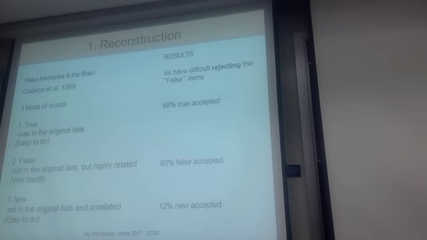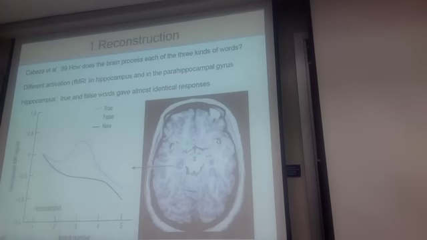These are just the stats on that. Then looking in the brain, how does the brain process this information? Looking at the hippocampus specifically, we see that the false words and the true words actually look very similar in how they're activating here. So the hippocampus doesn't seem to know the difference, whereas the new words it is responding to in a different way.